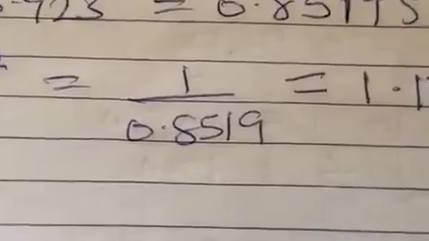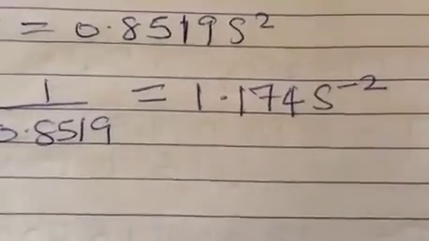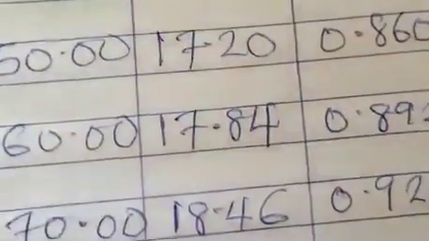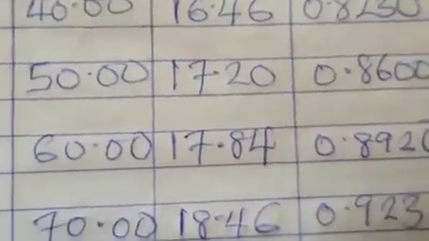We'll now find the inverse of the square of the period. So we'll find T to the power minus 2, which is 1 over 0.8519. That gives us 1.174.